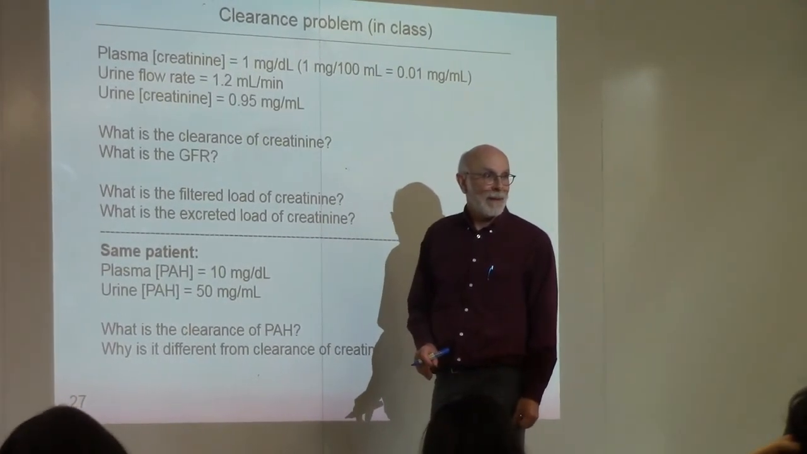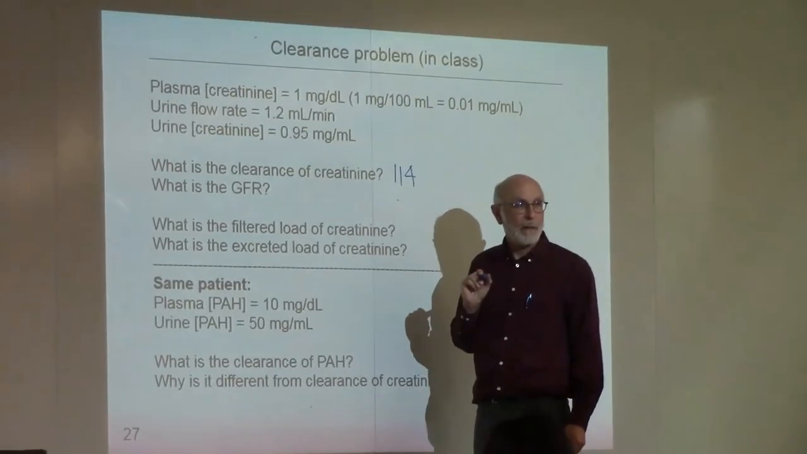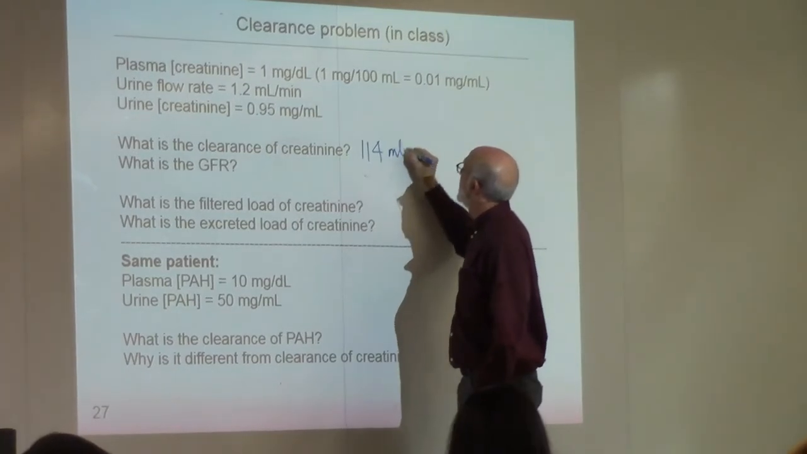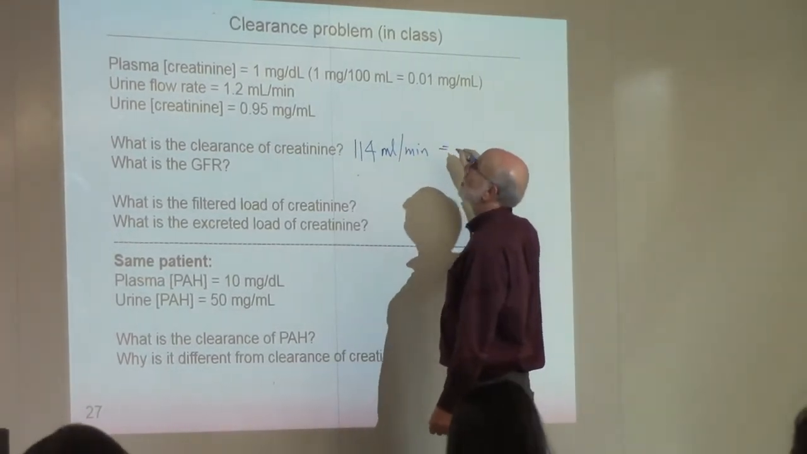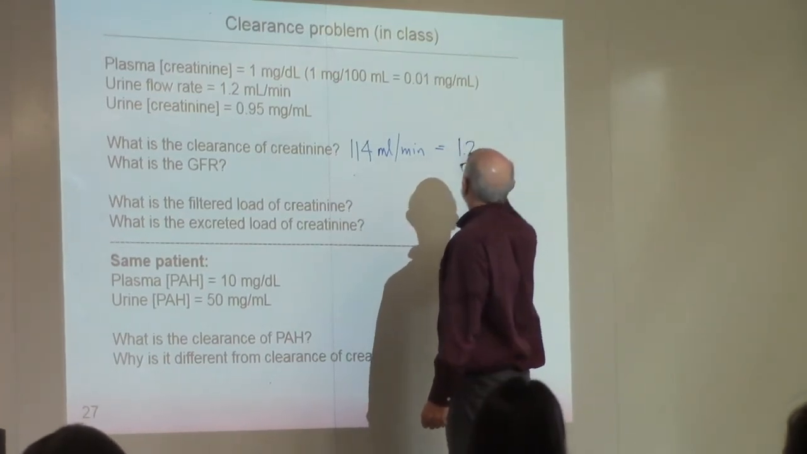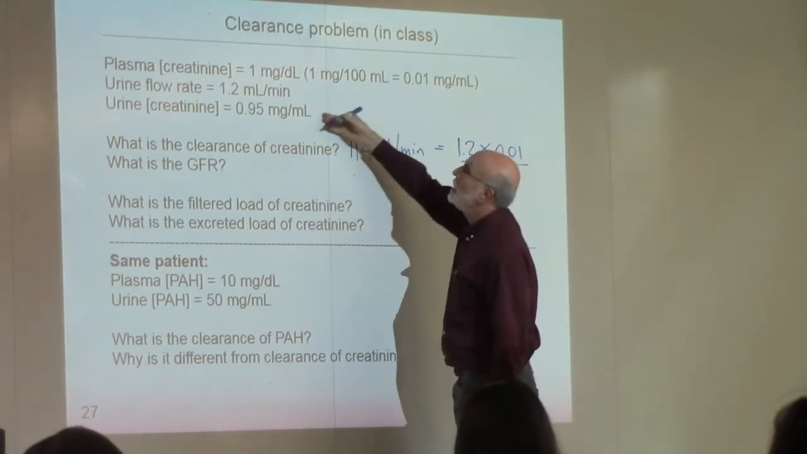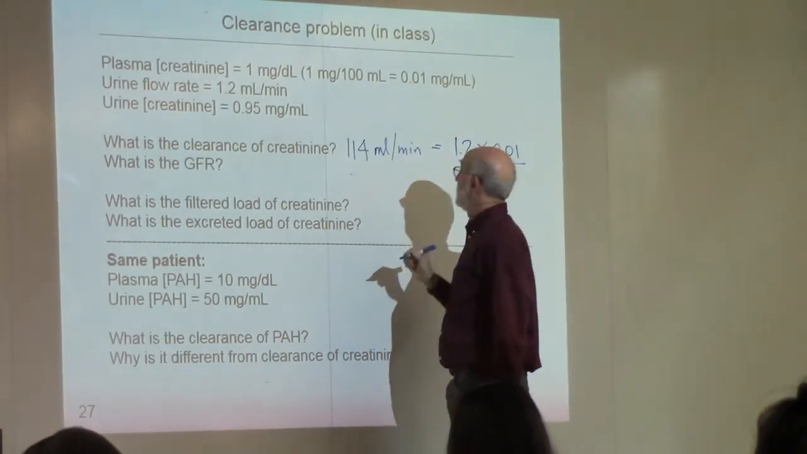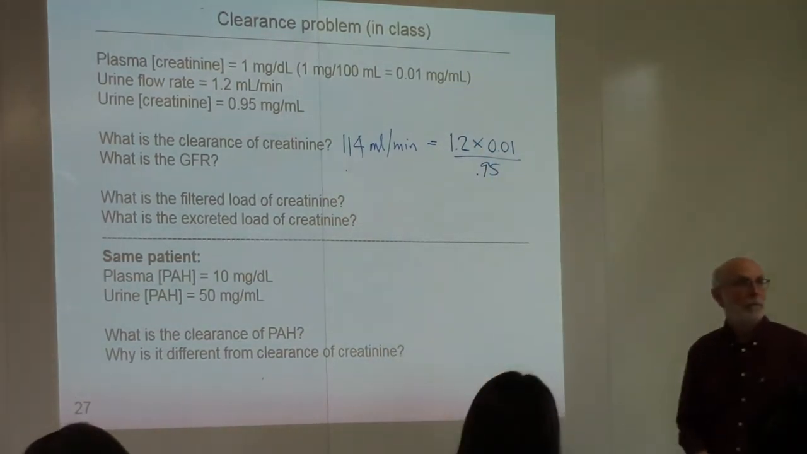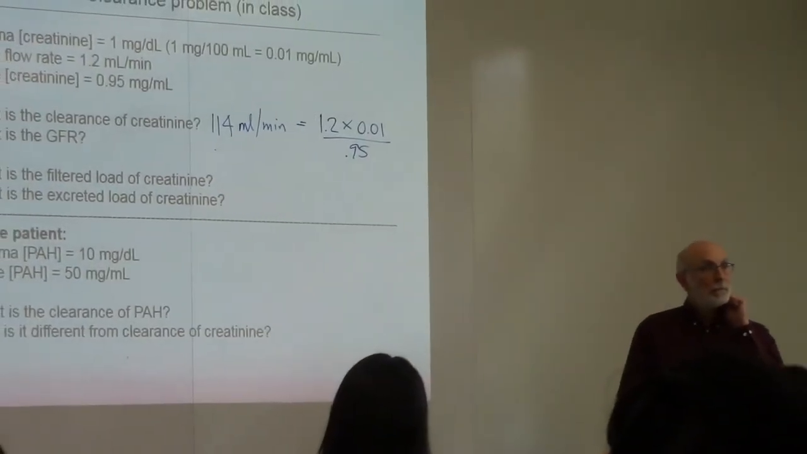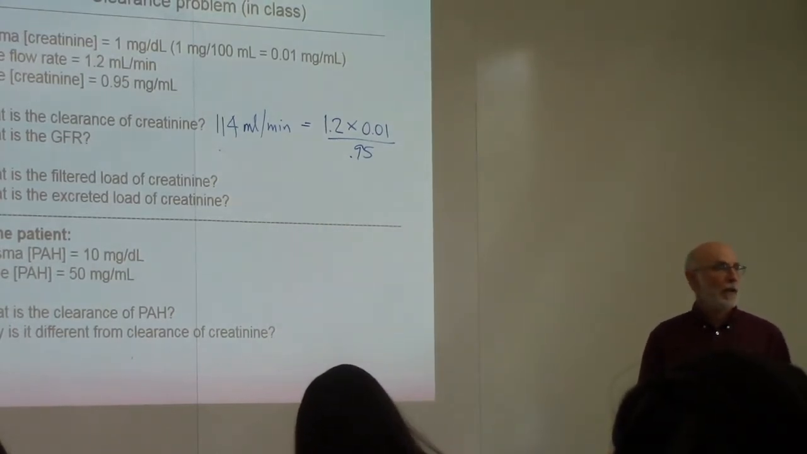Yeah, 114. That's what I get too. 114, what are the units? Right, milliliters per minute. How do we get that? Well, we took the flow rate, 1.2 times 0.01 divided by 0.95. The units here cancel, we're still in mL per minute. That's how we got that number. It's a normal number. 114 is in the normal range. It's between 90 and 120, 125.